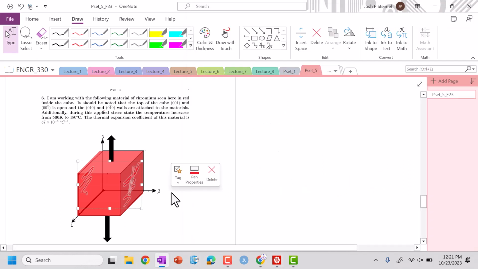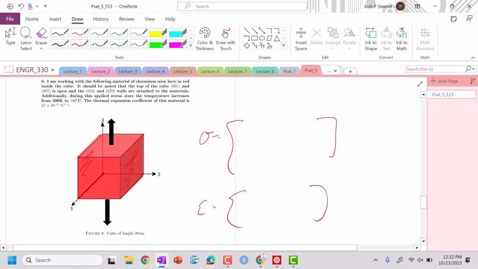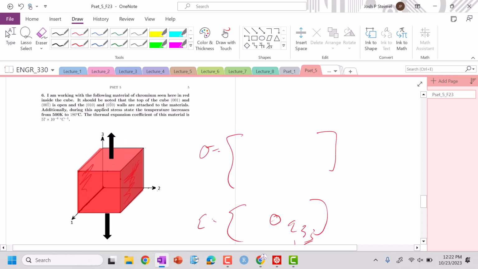All right, so if I look at this material, our stress and our strain tensors, if we're attached here, the strain in the 2,2 must be 0. There is a strain in the 3,3, and we've already calculated it because luckily we're given that direction. When I pull here, and when the temperature, again, the top of the cube is open.